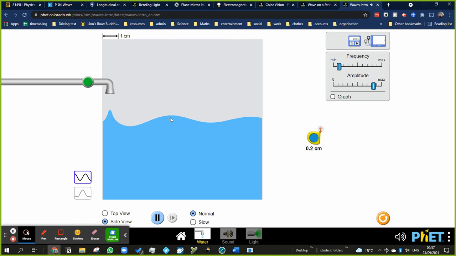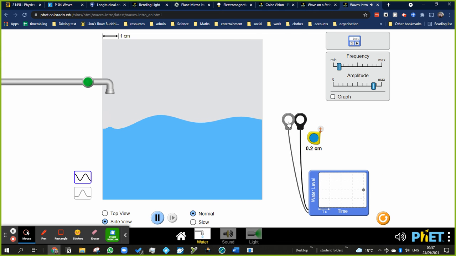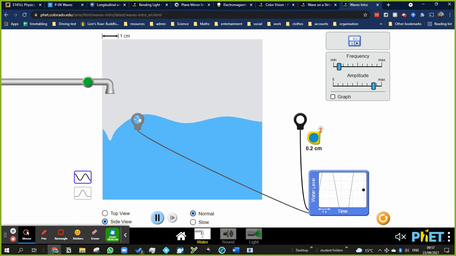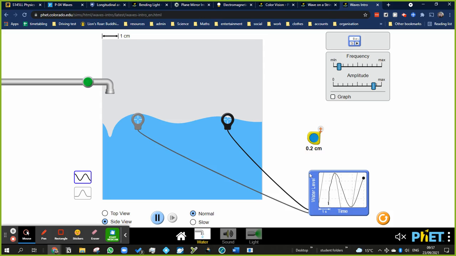The other thing you'll notice about this is that it's a bit easier to see if we get a graph, so we can get a graph here. If I measure the change, you can measure the change in water level at that point and the change in water level at this point, and you can see. Let's turn the amplitude down. You can see that one of them is slightly higher than the other, and the reason for that is because energy is lost as it goes from the tap to later on.